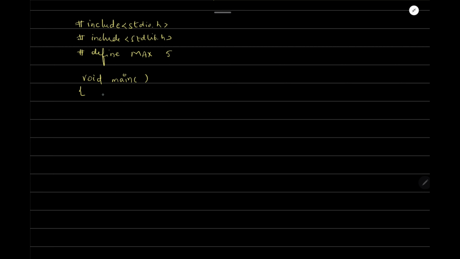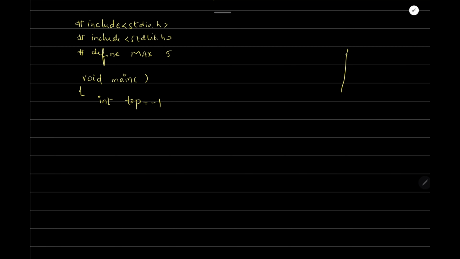So now let's continue with writing the program. First, let's include these libraries. Let me define the size of the array. Let's say the size of the array, I will put it as MAX 5, and I will continue with void main. And also I will initialize top to -1.